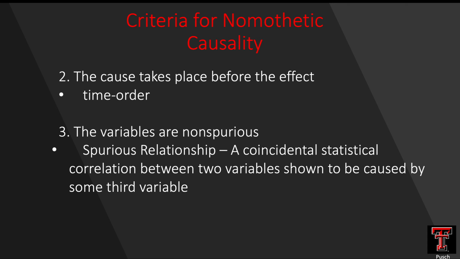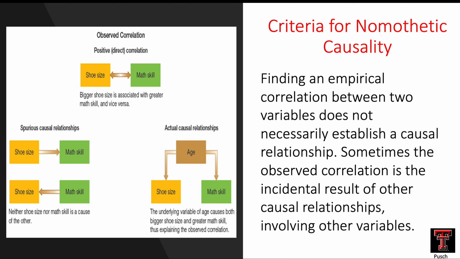We also need to make sure that the variables are non-spurious. So a spurious relationship is a coincidental statistical correlation between two variables shown to be caused by some third variable. So basically, you might think that there's a relationship between two variables, but in reality, it's a third secret variable that's driving that relationship between the two of them.